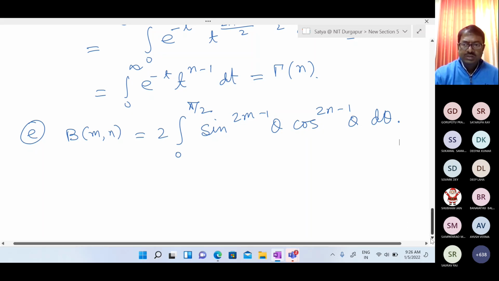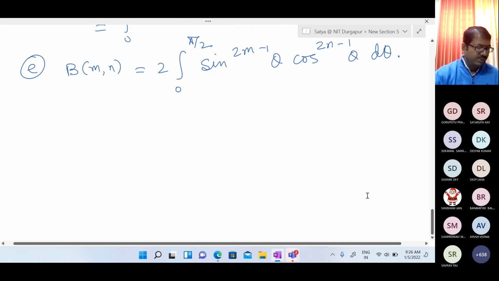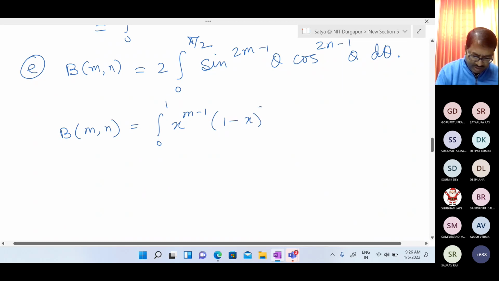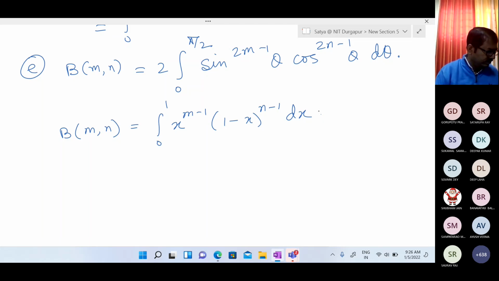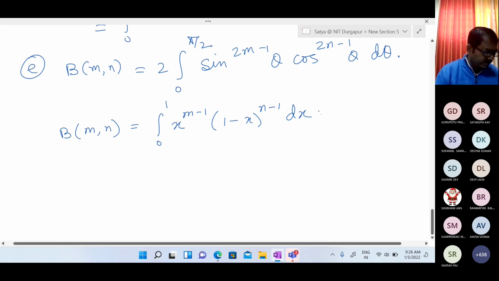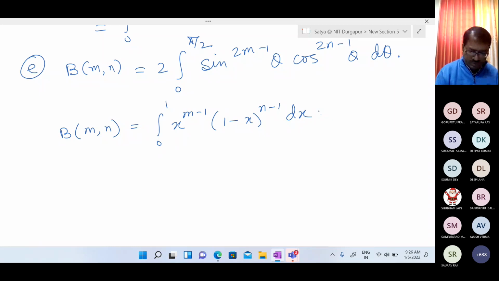This one I want to see from another side. So from the definition, what was the definition? The definition was beta m comma n equal to the integration over 0 to 1 of x to the power m minus 1 times 1 minus x to the power n minus 1 dx. Sorry, it is not 1 minus x minus 1. No, it's fine.